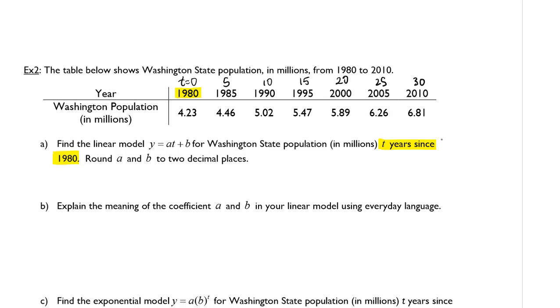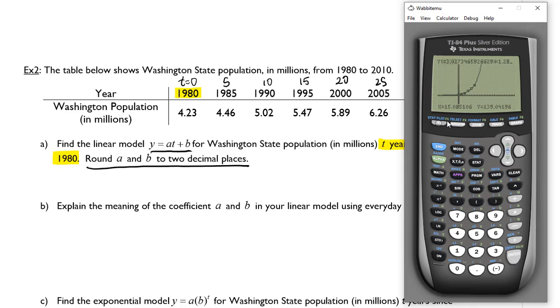We need to find the linear model for y equals ax plus b, where x is like time, and a is your slope and b is your y-intercept. We need to round a and b to 2 decimal places. So let's start with a regression model. Start out with clearing anything that was in your tables. Clear anything that was in your main window. Go to Stat, Edit, and clear your lists.